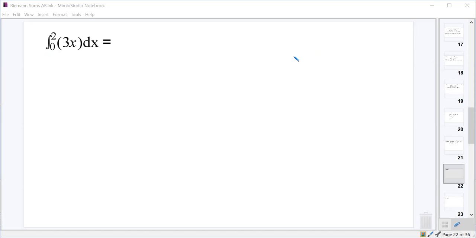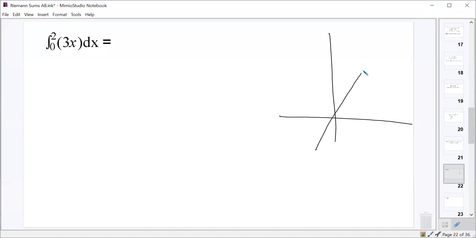So before we even get started, we're just going to draw this. That's not through the origin. That's also not through the origin. That's better. All right, so here's our line, y equals 3x. Everybody good with that being y equals 3x? Pretend that's the slope of 3 there. And we want the area from 0 to 2.